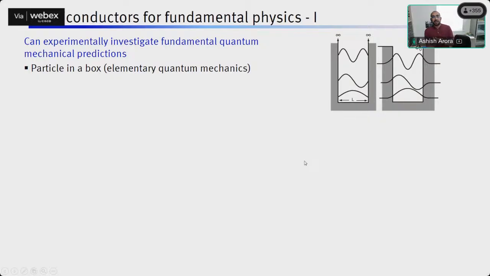Now, semiconductors historically have been very important for studying fundamental physics. For example, this first chapter of our quantum mechanics textbooks, which is about a particle in a box.